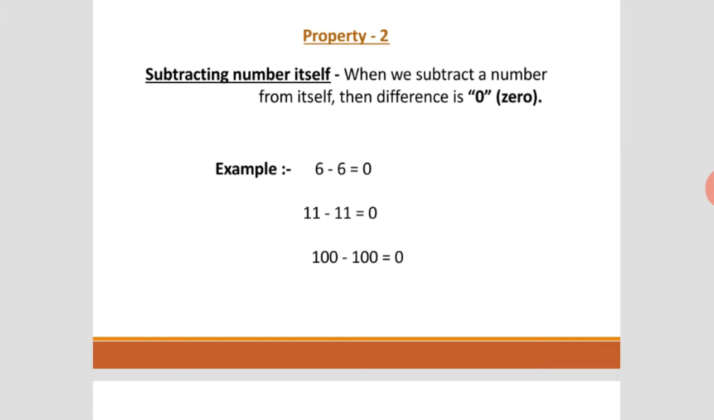Subtracting a number from itself. When we subtract a number from itself, the difference is 0. Let us take the numbers 6 and 6. If we subtract 6 from 6, that is, we subtract 6 from itself, we get the answer 0. Here are some examples. 6 minus 6 is equal to 0. 11 minus 11 is equal to 0. 100 minus 100 is equal to 0.